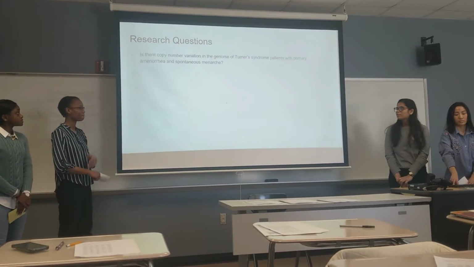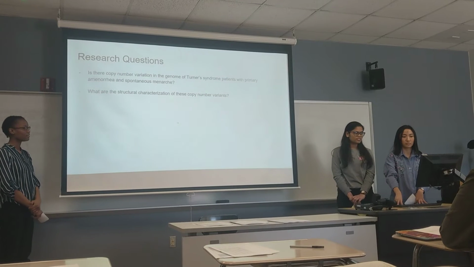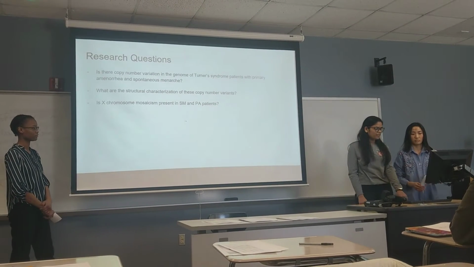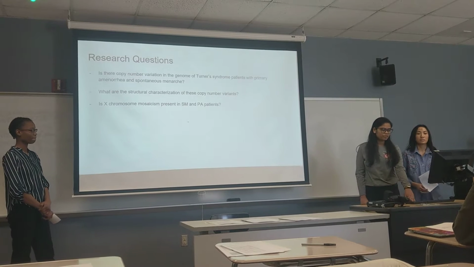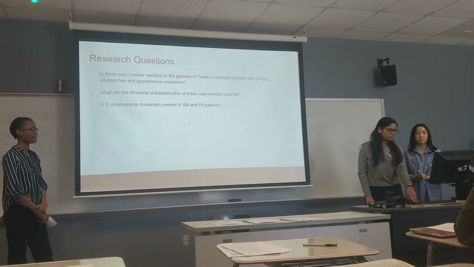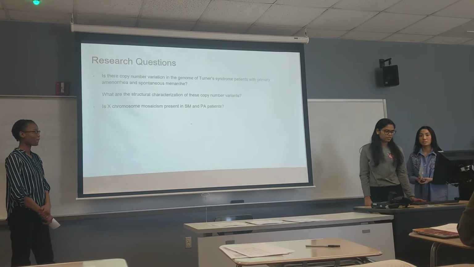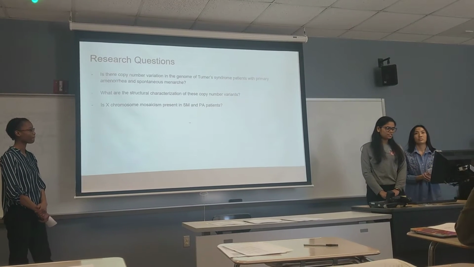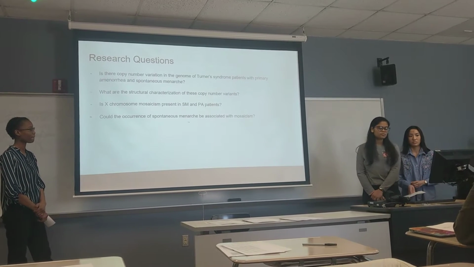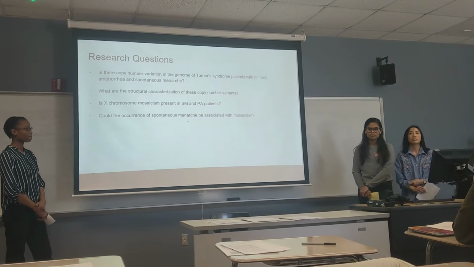So as a group, we have come up with different research questions according to the paper, and they are: is there copy number variations in the genome of Turner syndrome patients with primary amenorrhea and spontaneous menarche? And what are the structural characterization of these copy number variants? And is X chromosome mosaicism present in SMPA patients? And could the occurrence of spontaneous menarche be associated with mosaicism?